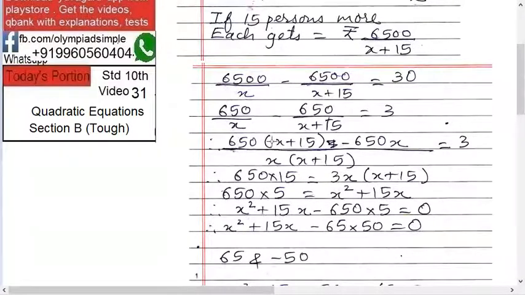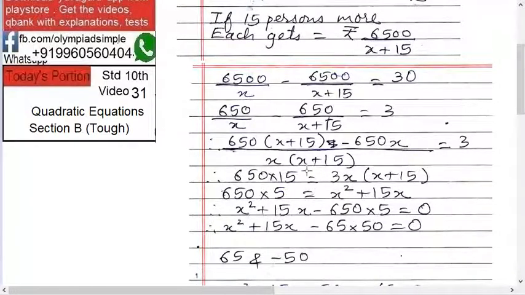See here, 650 into x and 650 into x. It goes. It minuses. Okay. That's why only this much remains. 650 into 15 equals this x into x plus 15 goes on the other side. So solve this now. 650 into 5.